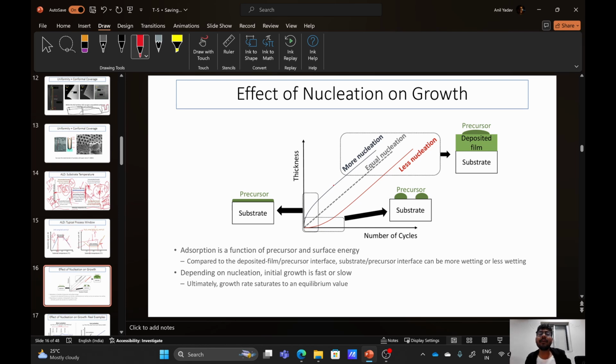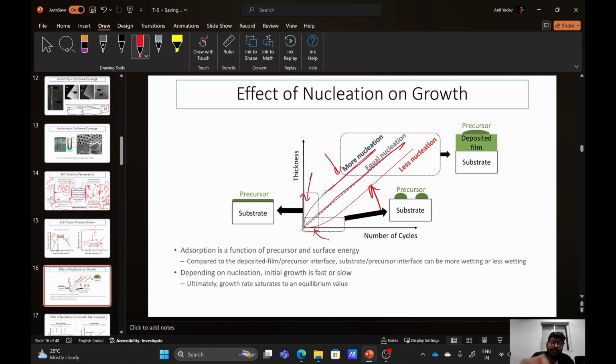Another thing is the effect of nucleation on the growth. It doesn't always follow a linear growth rate. The GPC is constant, linear, at a higher number of cycles. But at lower numbers of cycles, there is more nucleation, and in some cases under-nucleation.